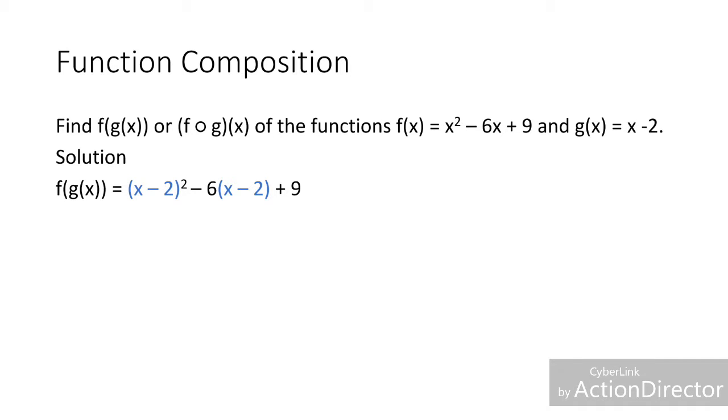Moving on to the actual operation example, we have two functions, f of x is equal to x squared minus 6x plus 9, and g of x is equal to x minus 2. And we want to find the new function that will be formed when we substitute g of x in the function f of x. To do this, we simply replace all the x's in the function f of x with the function g of x.